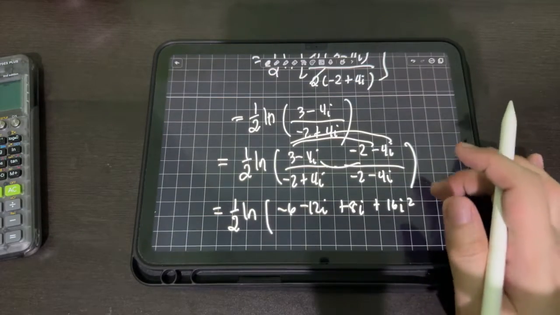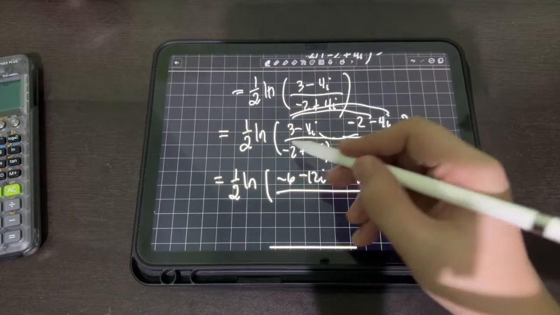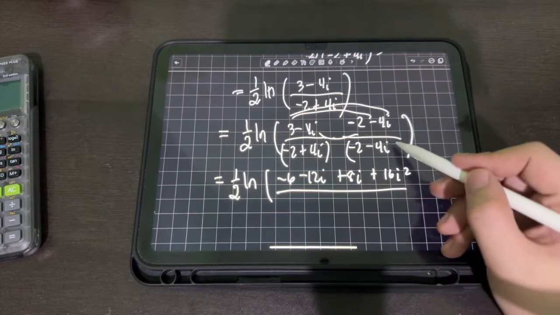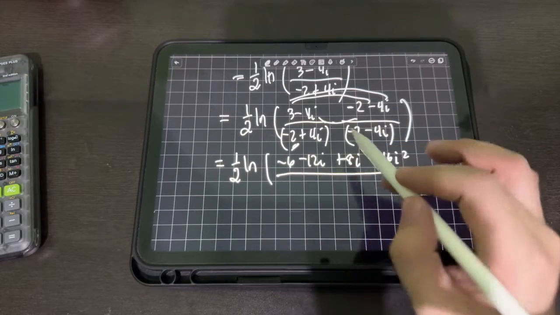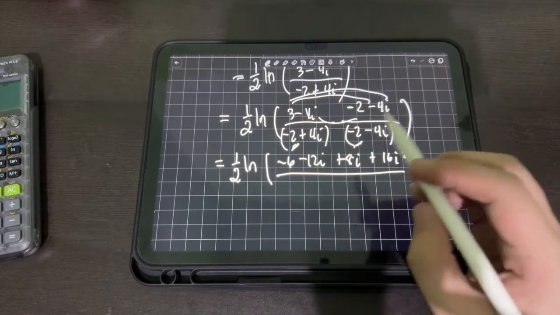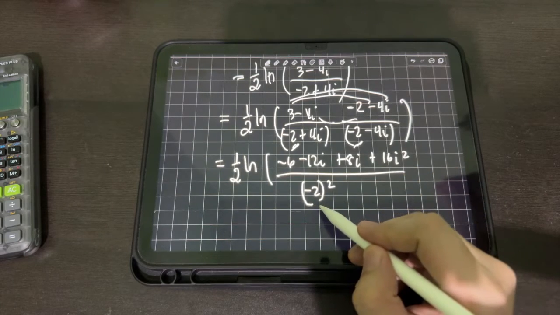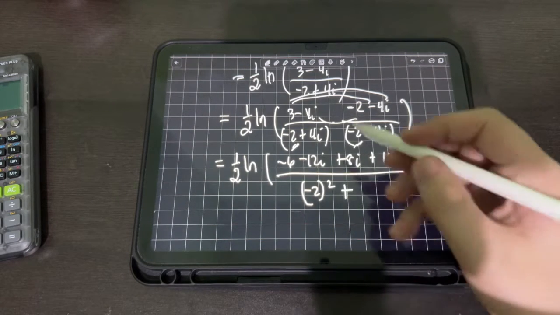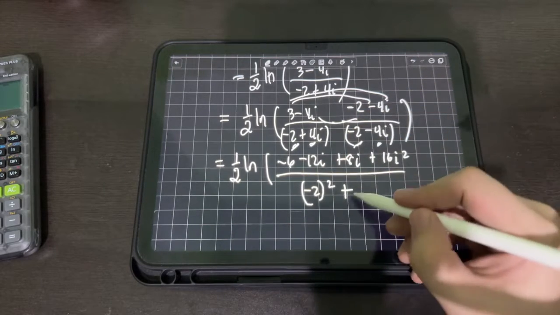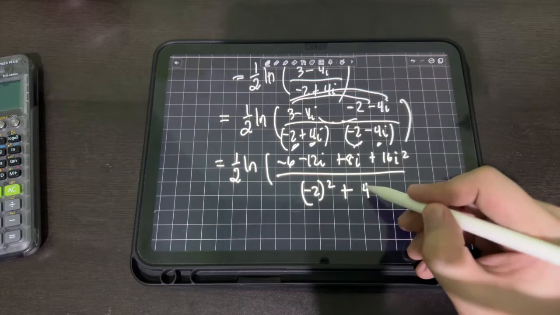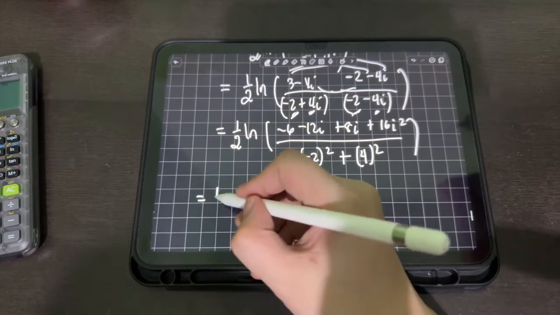16i squared, over, for the denominator, if you're multiplying complex numbers that are conjugates of each other, there's a shortcut formula. Just square the first term or the real part, negative 2. You square that, that becomes negative 2 squared, plus the square of the coefficient of the i, which is 4. So that will be 4 squared. And then we simplify further.